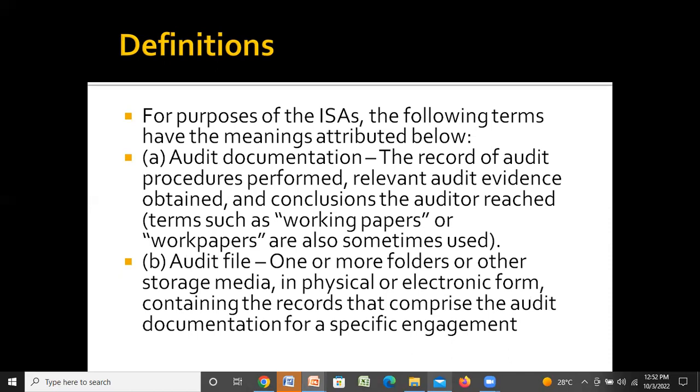So it's basically the record of the procedures we carried out, the record of the audit evidence, and the conclusions we reached. Okay, audit file: one or more folders or other storage media in physical or electronic form containing the records that comprise the audit documentation for a specific engagement. That is your audit file.